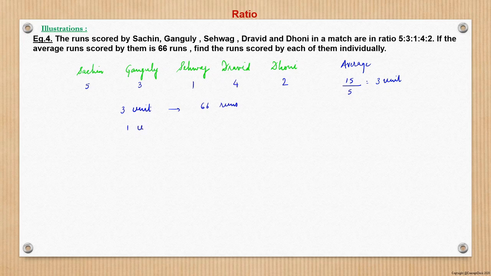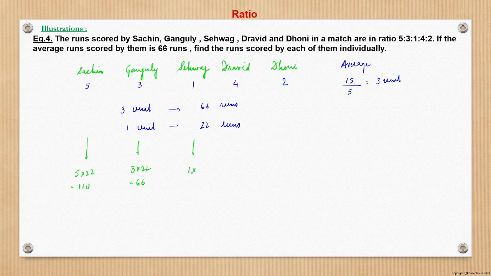So 1 unit will represent 22 runs. Very simple. So now Sachin is 5 units, so 5 into 22, which is 110. Ganguly is 3 into 22, which is 66 runs.